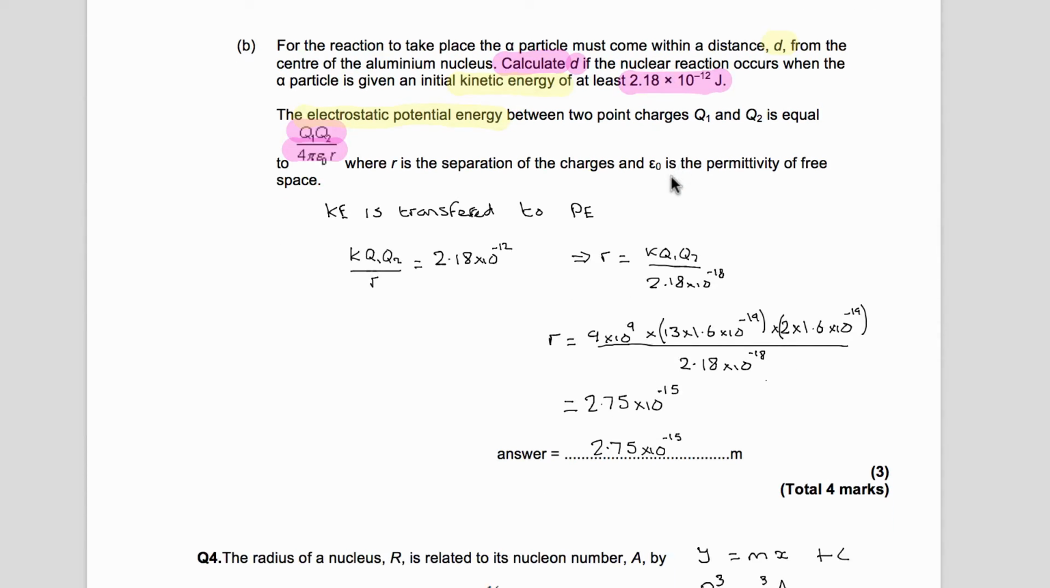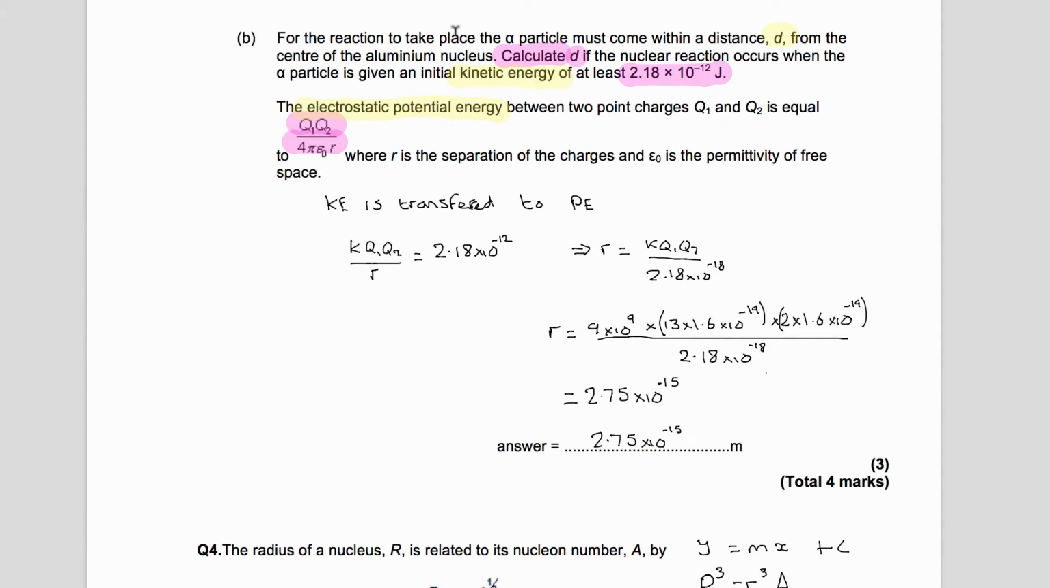Now in part B, we're told that if this reaction is going to take place, the alpha particle's got to come within a certain distance from the centre of the aluminium nucleus. And we're asked to calculate this distance. And then we're told some numbers. We're told that the alpha particle is given an initial kinetic energy of 2.18 times 10 to the minus 12 joules. So this is the kinetic energy of the alpha particle when it's a long, long way away from this nucleus, this aluminium nucleus.